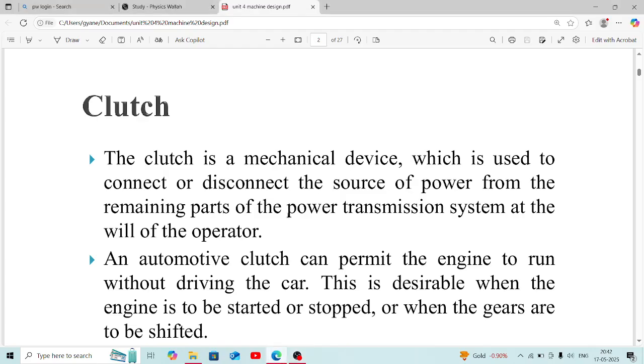So let's start the discussion. What is a clutch? In earlier classes we have covered what is a shaft, what is a key, what is a spring, and what is a power screw. So come to what is a clutch.